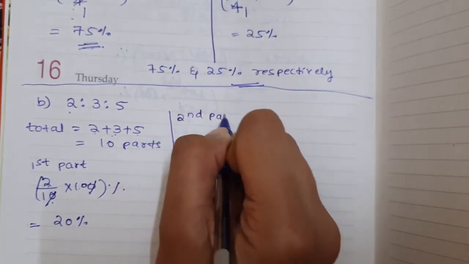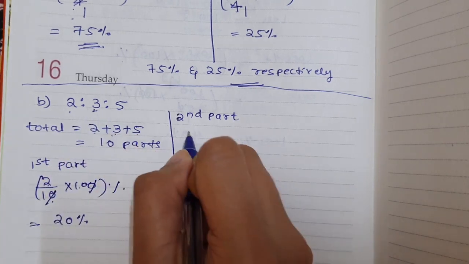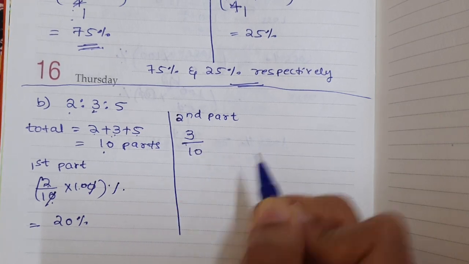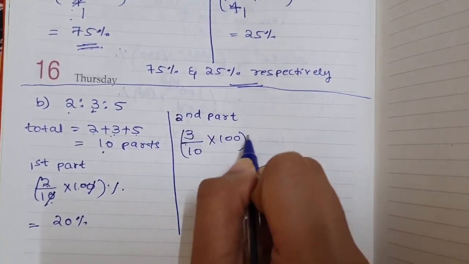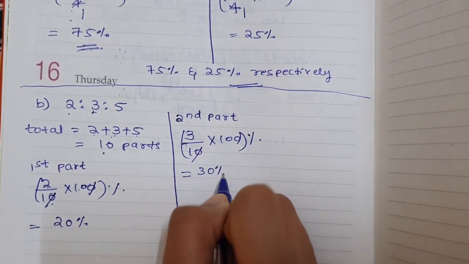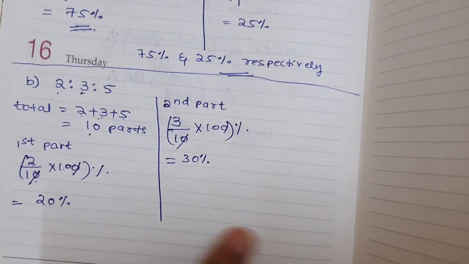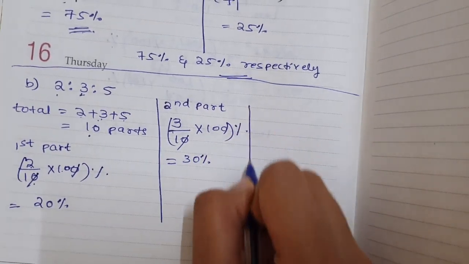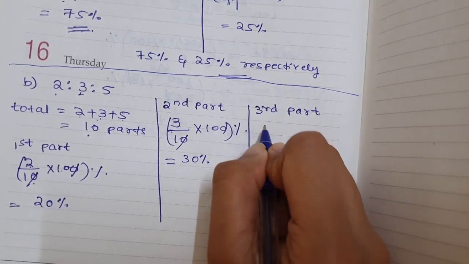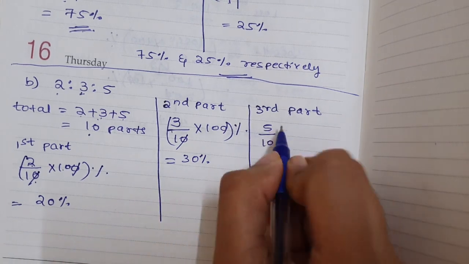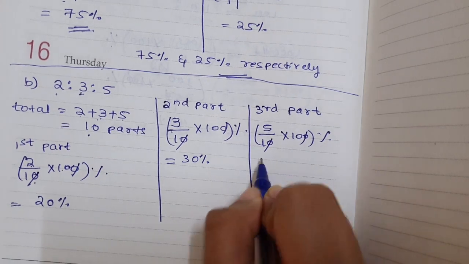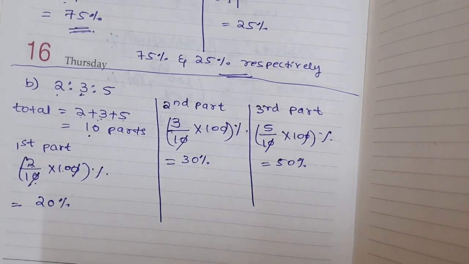Now let me calculate for the second part. What is the second part? Second part is 3. 3 out of 10 parts. Now multiply this with 100 and put a percentage symbol. This 0 got cancelled. So the answer is 30 percentage. Okay. Now let us calculate for the third part. Third part is 5. 5 divided by 10. How to convert this into percentage? Just multiply this with 100 and put a percentage symbol. This 0 got cancelled. So the answer is 50 percentage.